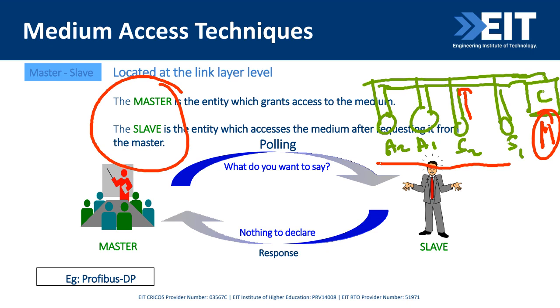Okay? So the master, a controller or a computer, will ask sensor one, give me your data. Boom, it's done. Sensor two, give me your data. Done. Actuator one, here's your data. Actuator two, here's your data. And then it will repeat with cycles.